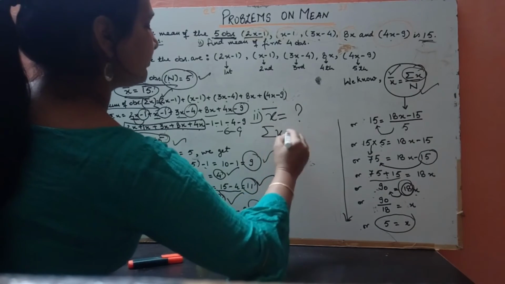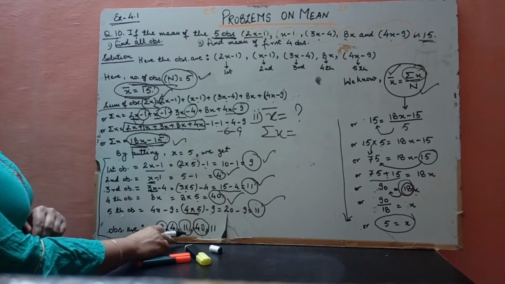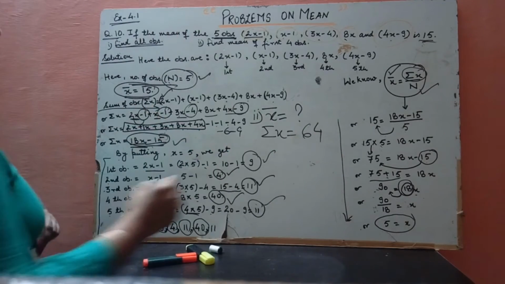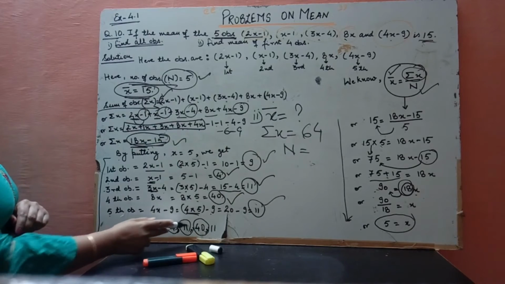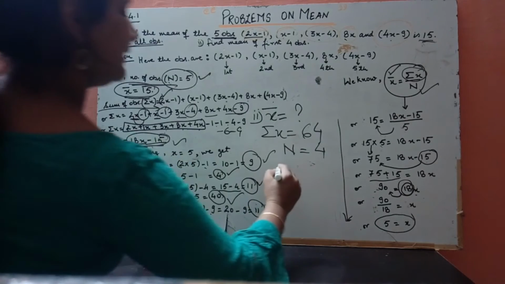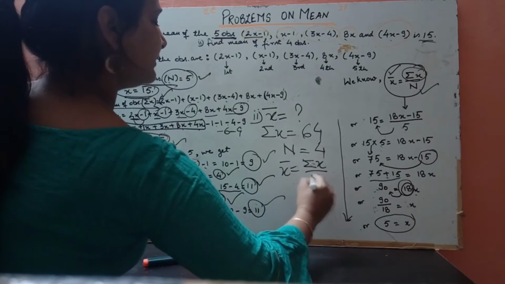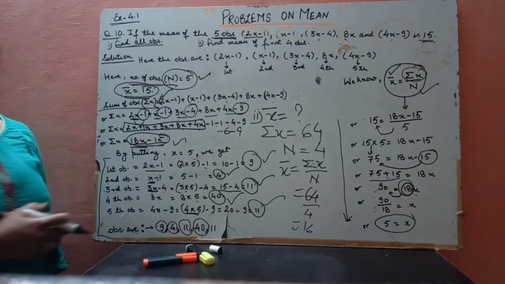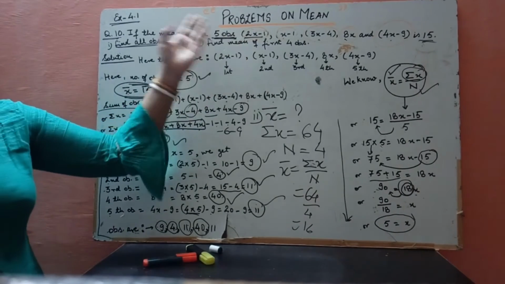Sigma x is equal to 9 plus 4, 13, 13 plus 11, 24, 24 plus 40, 64. Capital N is equal to, how many observations are there? 1, 2, 3, 4. 4 observations are there. So we will get n is equal to 4 and x bar is equal to sigma x by n. That is 64 by 4 is equal to 16. This is the mean of the first 4 observations and that was our second part. Hope you have understood it.